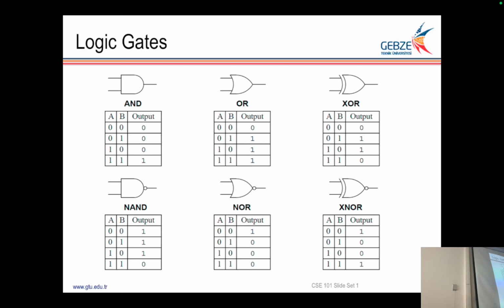You also have inverted versions. This is an inverted input. This is the inverted output. So this is XOR, and this is the inverted output, exactly the opposite of this. This means XNOR: if they are the same, it goes out. This is OR. This means NOR. So the opposite of the above. This is AND and this is NAND.